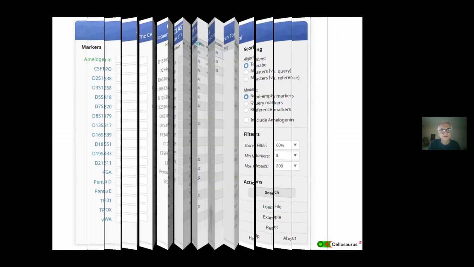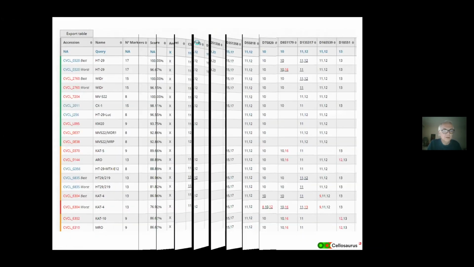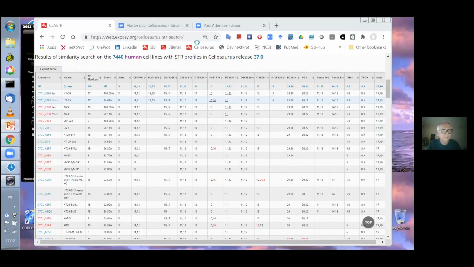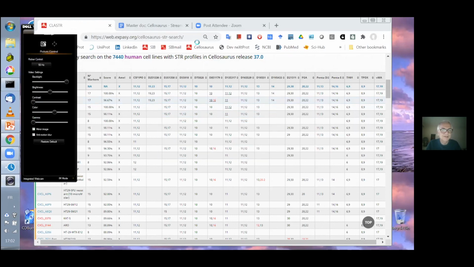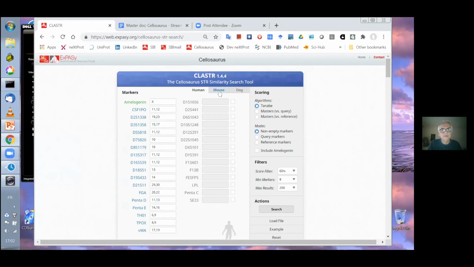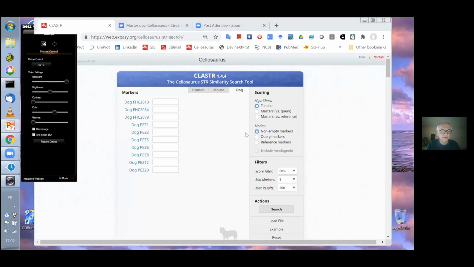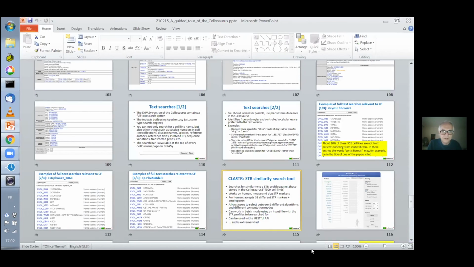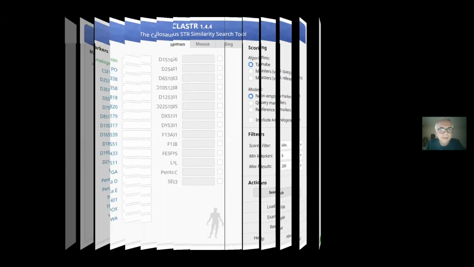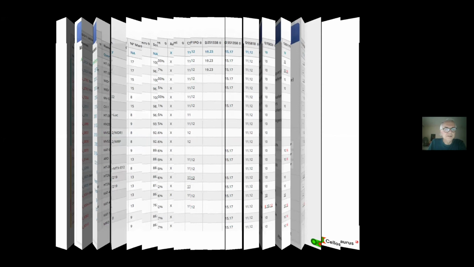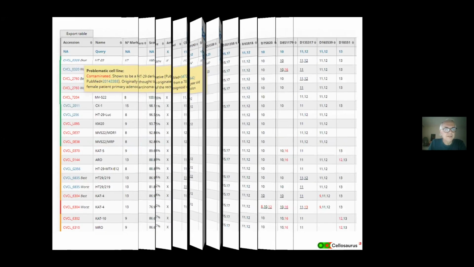You can go to mouse. Sorry, I should go back, I'm not inside the right tab. I could go to the mouse tab, do this with mouse or with dog. I'm not going to go into more detail on these tools, but I just basically managed to kick myself out of the presentation mode. Again, here you see the results, what I described.